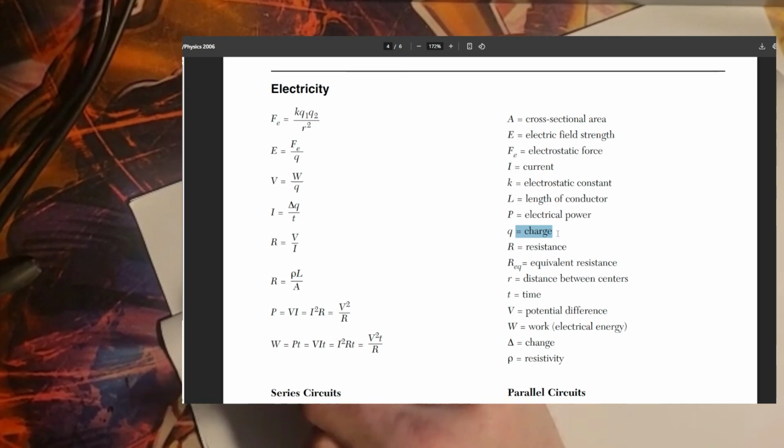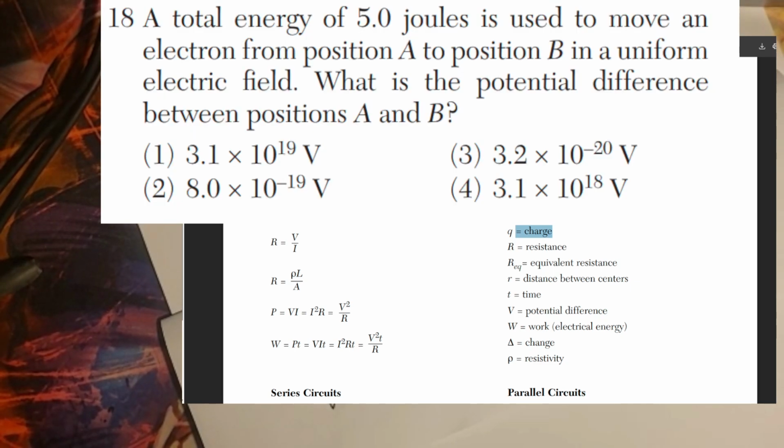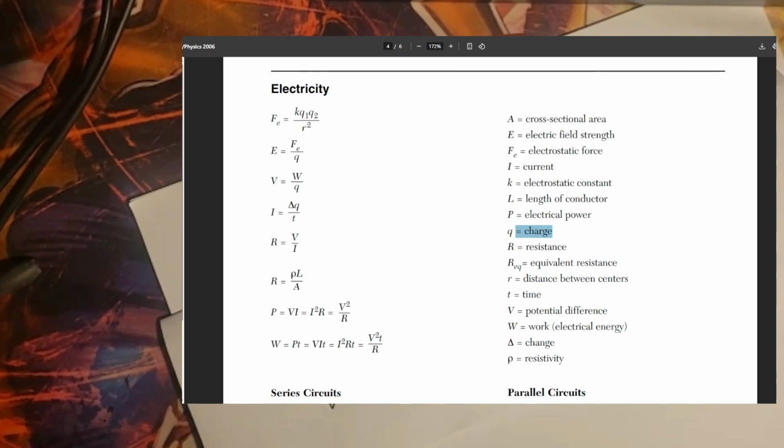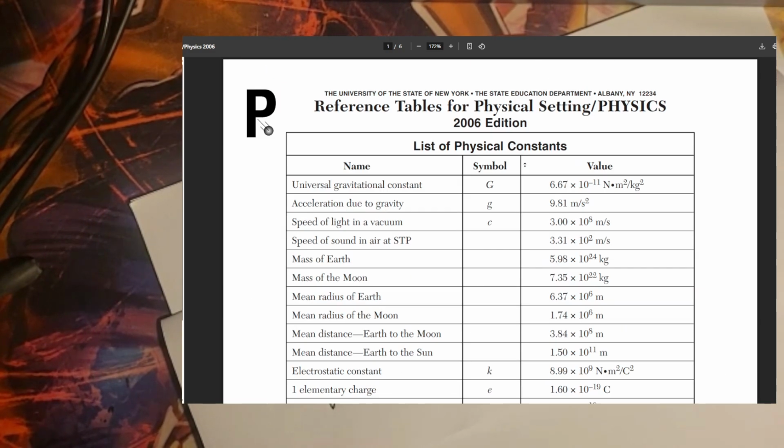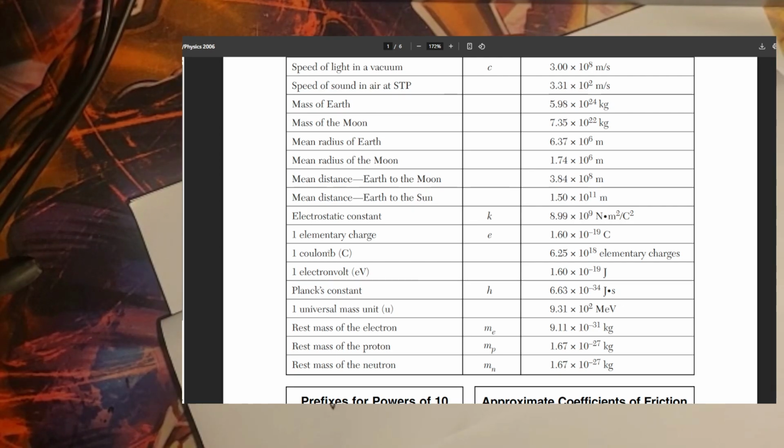Q, you see, is charge. Well, you know the charge here. If you look at the question again, it specifically says that we're dealing with an electron. Well then, what's the charge of an electron? When in doubt, check your reference table. Right on the front page, they'll tell you what the charge of an electron is. Elementary charge, here you go. The elementary charge is the charge of either an electron or a proton. A proton and electron have the same charge. One's positive, proton, one's negative, electron.